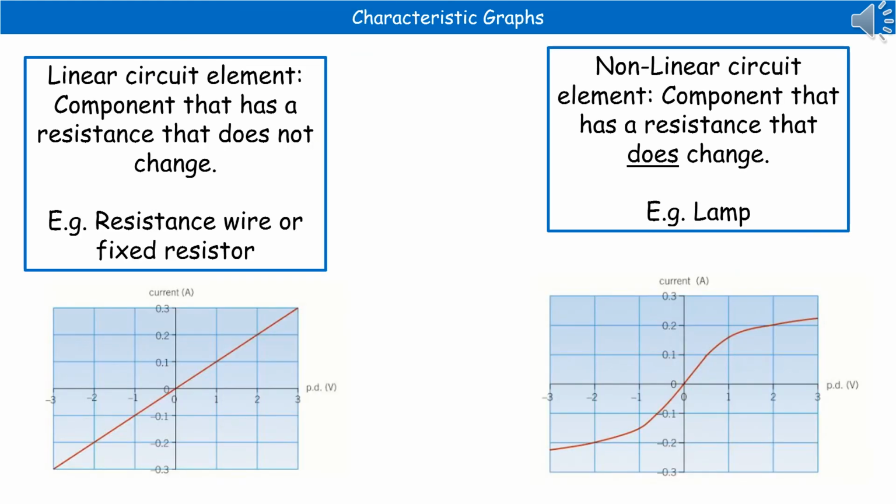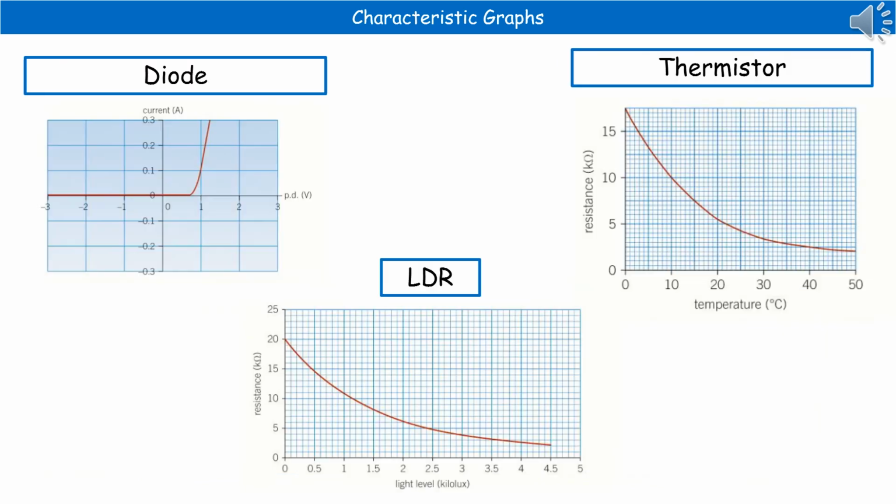For different components, we can produce what's called a characteristic graph. So on the far left, we've got a linear circuit element like a resistance wire or a fixed resistor, just a straight diagonal line there. A nonlinear circuit element is a component where the resistance does change. For example, our filament lamp, which gives you that S-shaped graph.